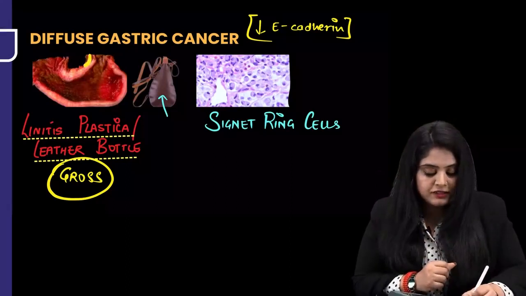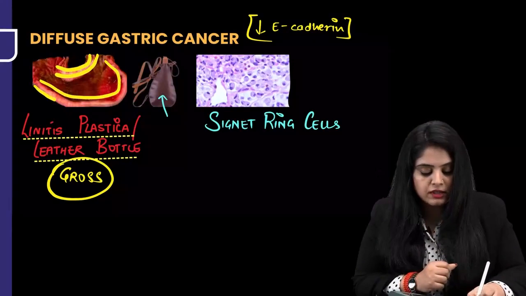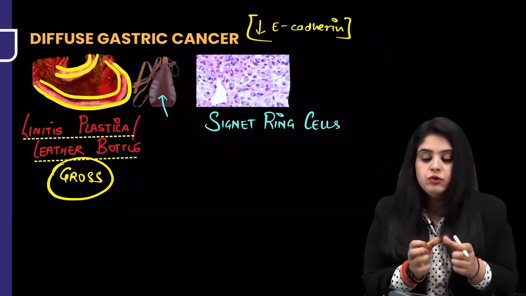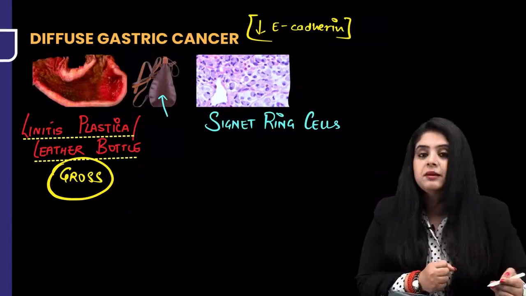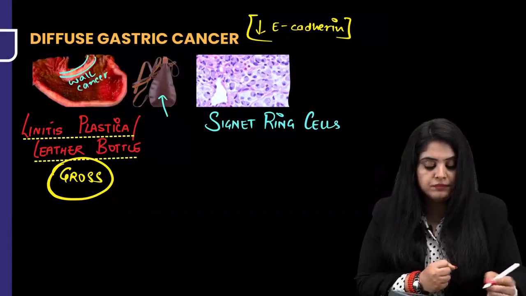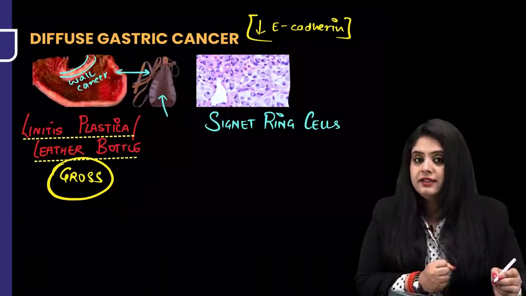Because in this, the cancer is over here, guys. Look at this. The cancer is out here in the wall. The stomach becomes very tough like a leather bottle. You cannot squeeze that stomach. So please remember that in this stomach, there is a cancer present in the wall, and thus it looks like a linitis plastica, leather bottle appearance.